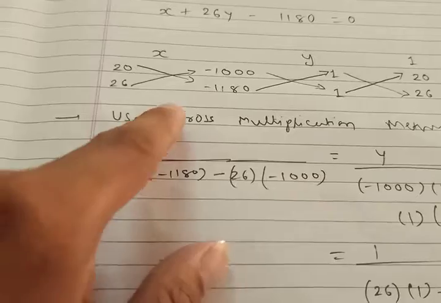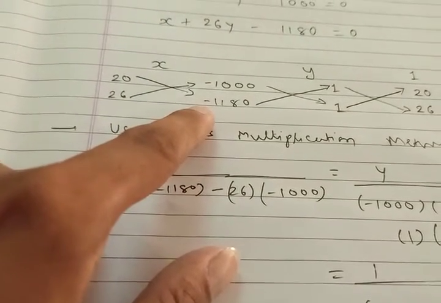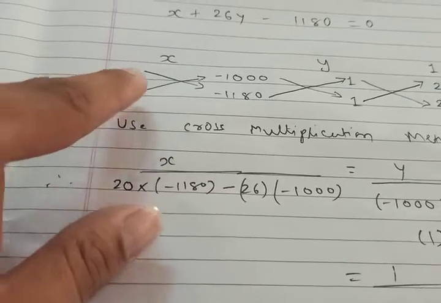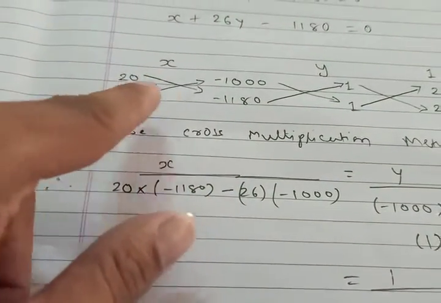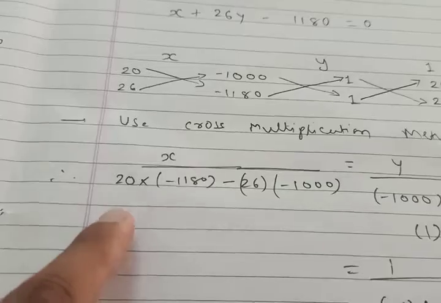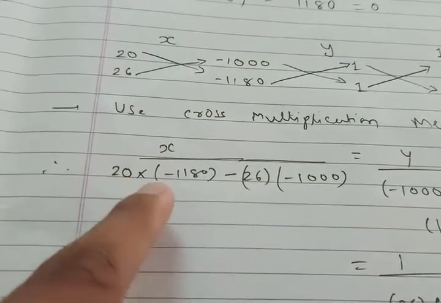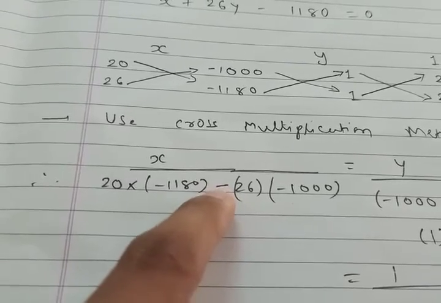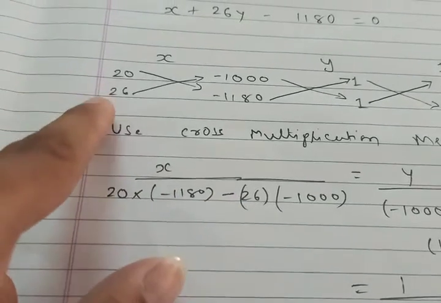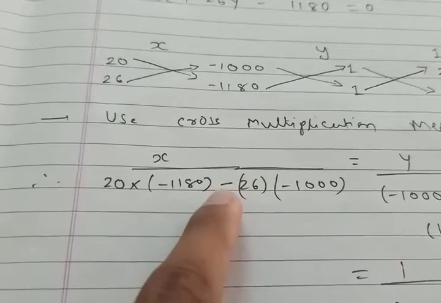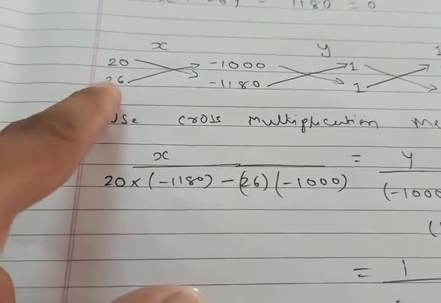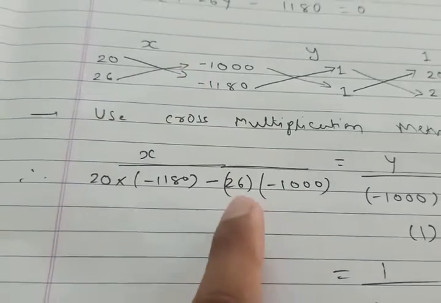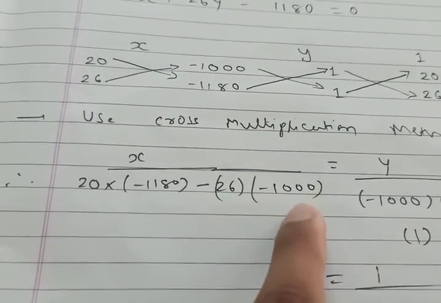Understand? Now how to solve by cross multiplication: this is the main diagonal, that is 20 into minus 1180. Put here 20 into minus 1180, and the sign in front of the auxiliary diagonal will be negative, so put negative. Now the turn of this, that is 26 into minus 1000.